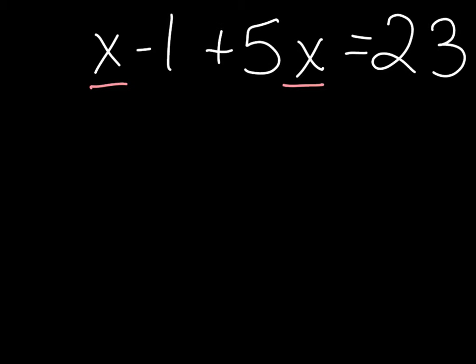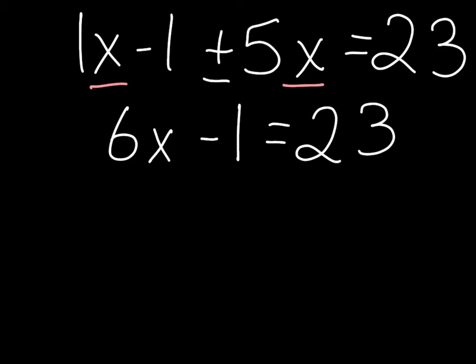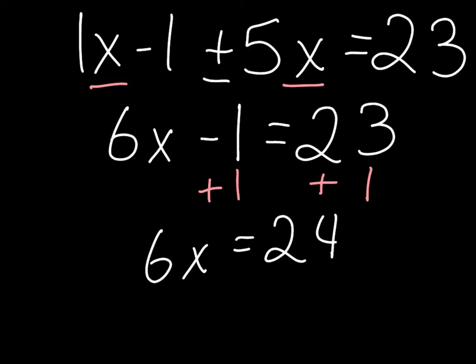So let's combine these like terms. Remember, this is 1x, and then you have plus 5x over here, so you're going to have 6x minus 1 equals 23. And then we're just going to treat it like we just did these problems a while ago with two-step equations. Remember, you're doing the opposite of PEMDAS, so you're going to add 1 first. You're going to get 6x equals 24. Divide both sides by 6. You get x equals 4.